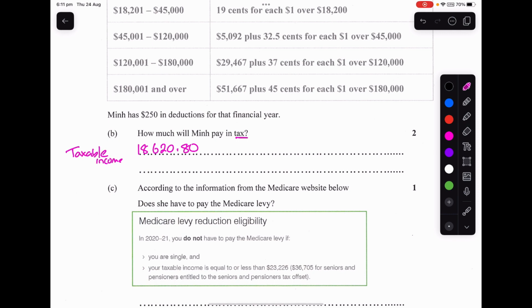Her taxable income is the amount that she pays tax on. So that's how much she's earned, but she had $250 in deductions. So we need to take that away because we don't pay tax on the deductions. So she's got $18,370.80. This is her taxable income. So she's going to pay tax on this amount.